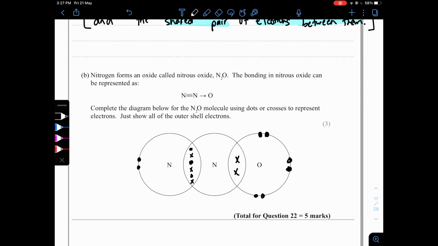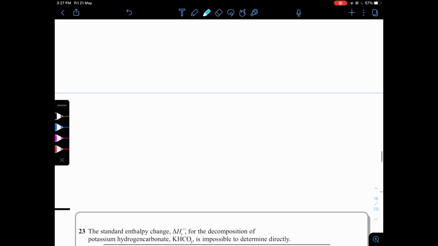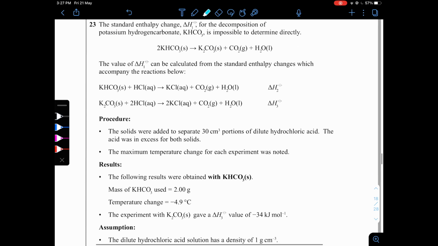So what are the marks that you're supposed to get? The triple bond is one mark, the dative bond is one mark, and the lone pair at the end is one mark. So this is one mark, this is one mark, and this is one mark. And obviously the outer electrons of oxygen also come under the lone pair. Okay, so those are the three marks. We can move on. Question number 23.